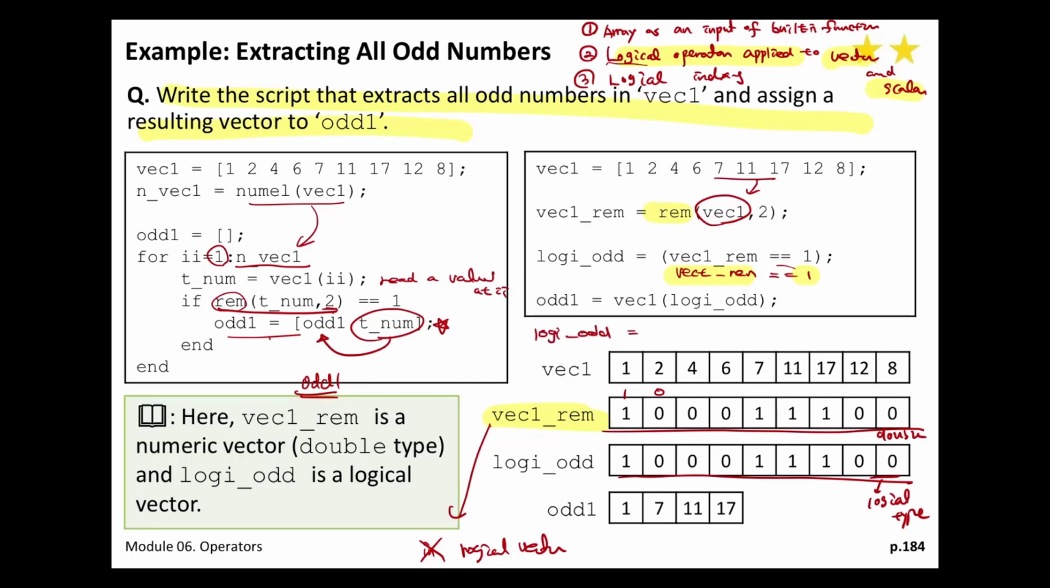Rather than this, you can simply write the script using typecasting: logical of rem, like this. This is the same thing. Make sense? Then we plug this logical vector into vector 1, and you can extract all the odd numbers.